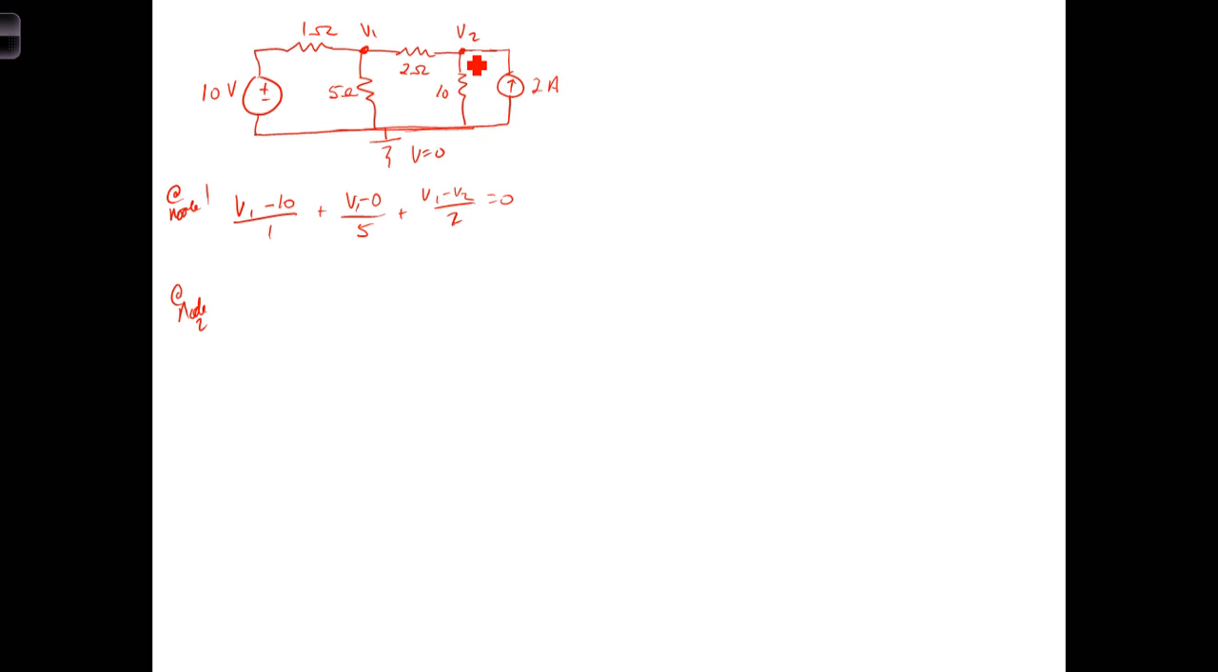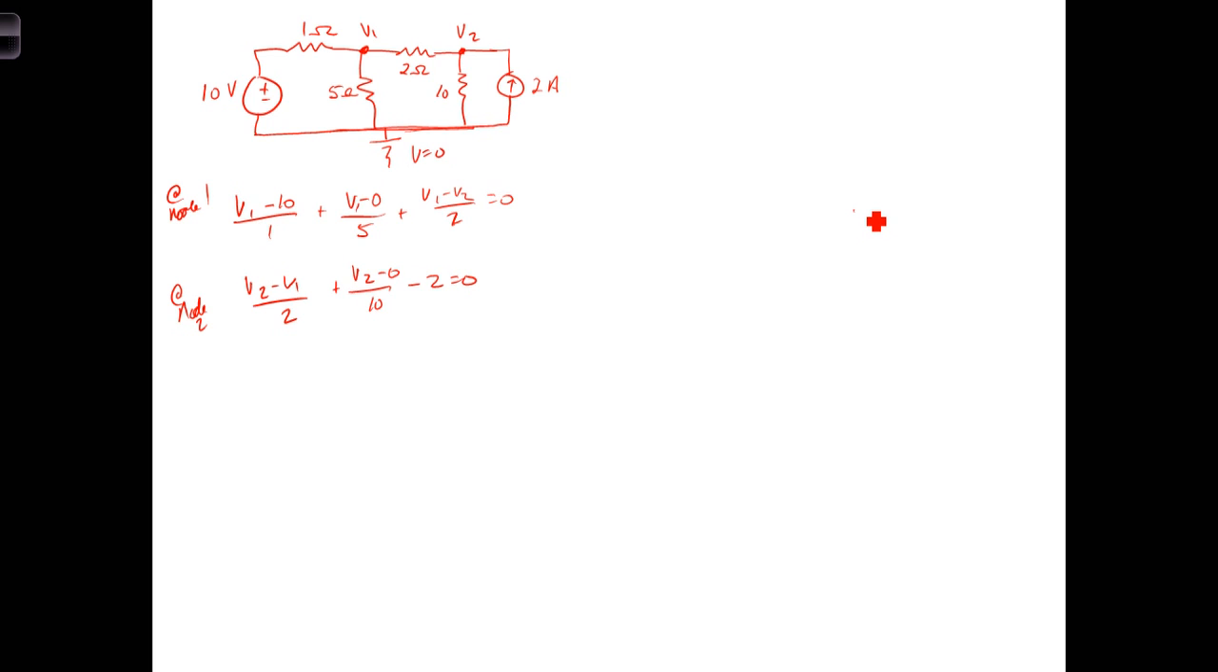And then we'll do it at node 2. Node 2 here, the current leaving going to the left is going to be V2 minus V1 divided by 2 ohms, plus the current coming down here through the 10 ohm resistor is going to be V2 minus 0 divided by 10 ohms. And then we have this 2 amps entering as a negative, so it'll be minus 2. The sum of those three currents equals 0.